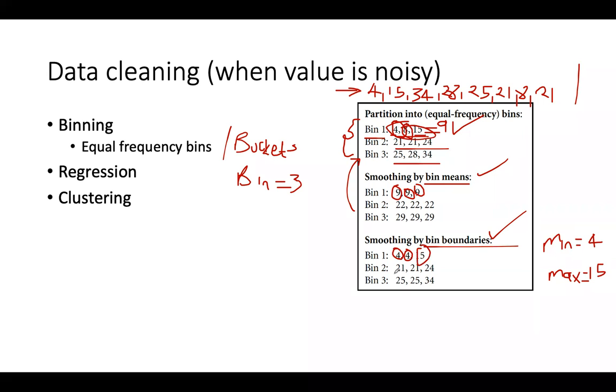We repeat the same procedure for all of these. As you can see, this one is just on the boundary. 28 is apparently closer to 25, so that's why it becomes 25. And that's it. That's binning. We've completed binning.